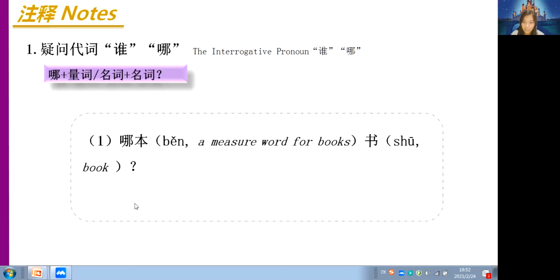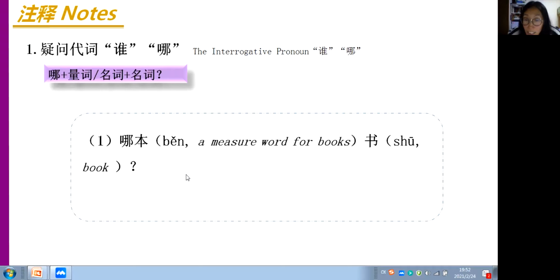Ben shu. Na ben shu. And ben is a measure word. Na ben shu, which book? Okay, so we always use ben with books like that. Yes, ben is for book.